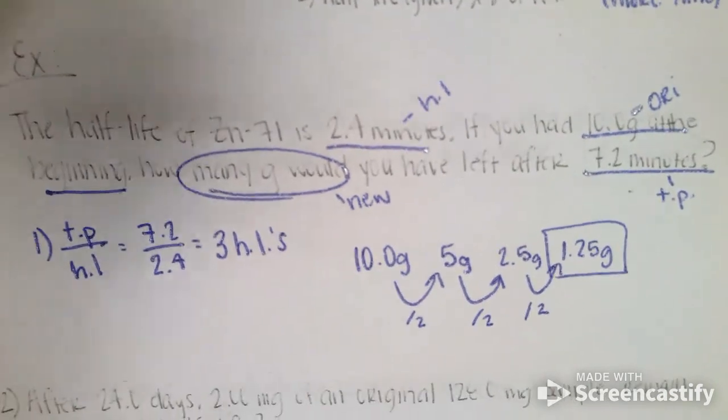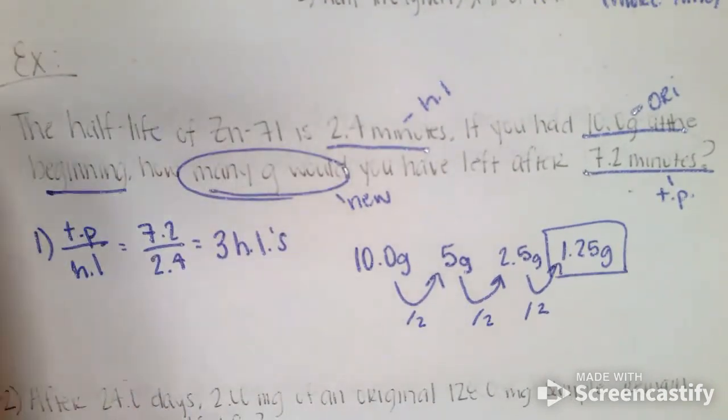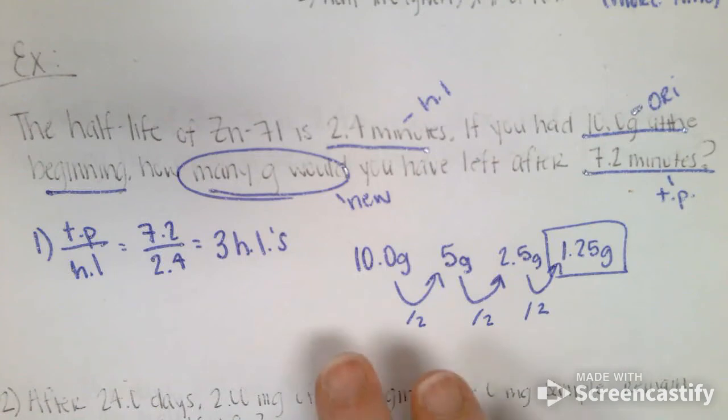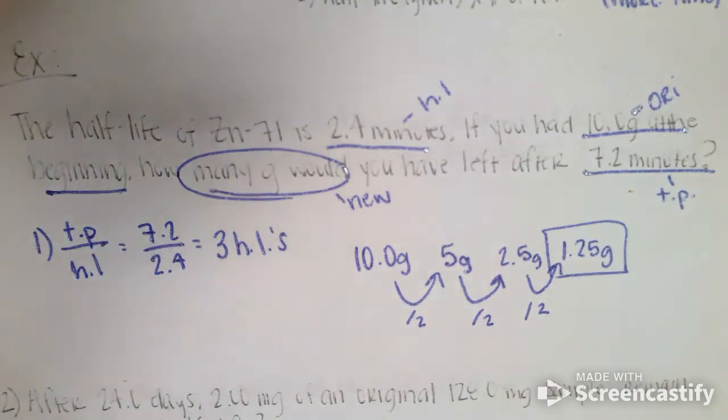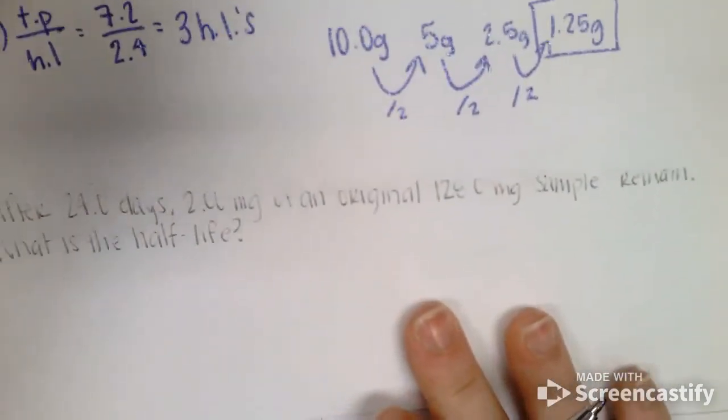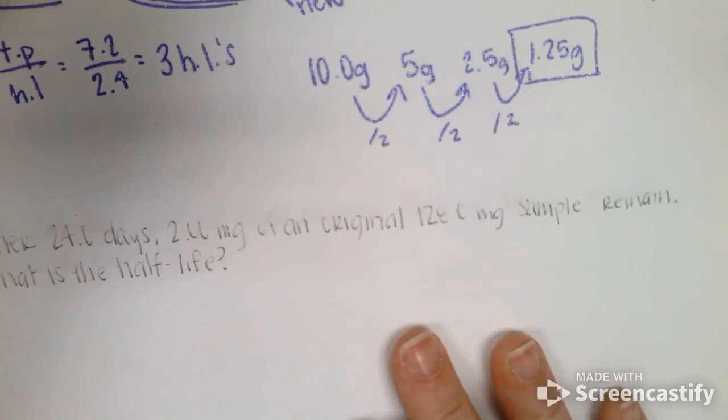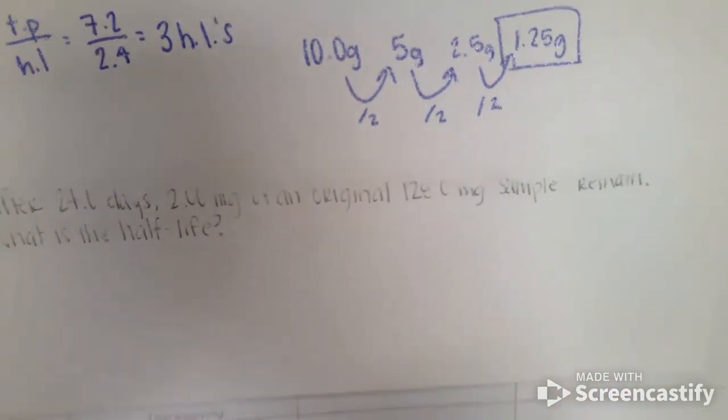Remember, I gave you the equation in the original set of notes. Don't even worry about the equation. You don't have to do it. Just divide by 2. It's going to make it much easier for you. Now, this next question says, after 24 days, so I can raise this up so you see the whole thing.